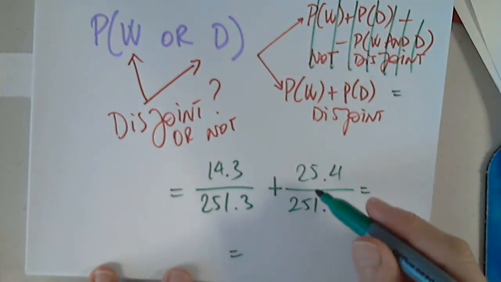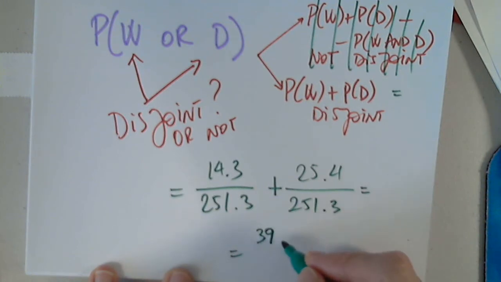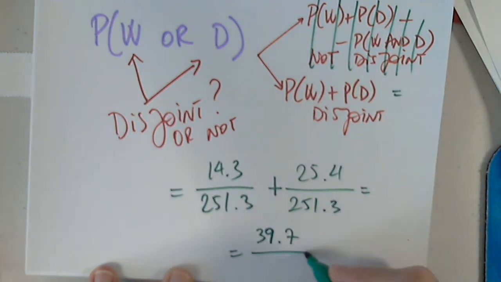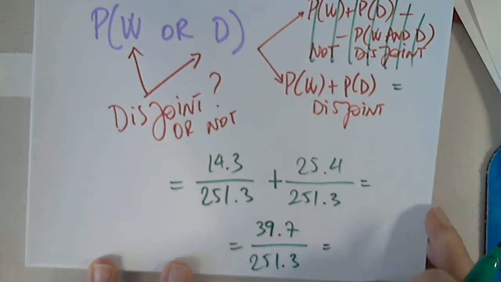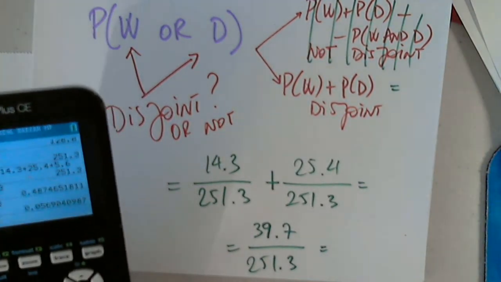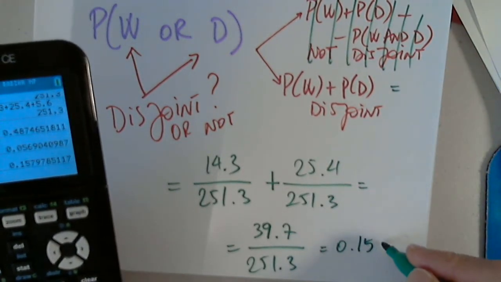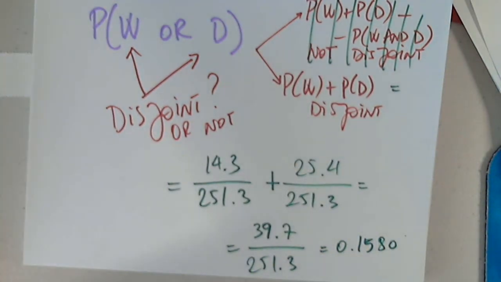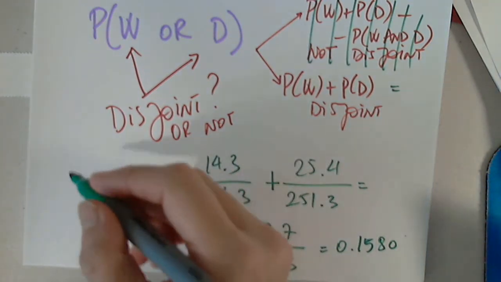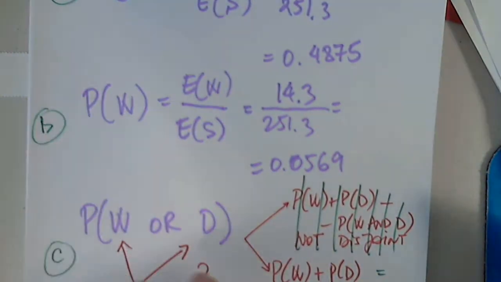We're going to add them up, and what do I get? I get 39.7 divided by 251.3, and I will calculate. I got 0.1580. So that was part C. Maybe I should write them. So this was C, this was A, and this was B.